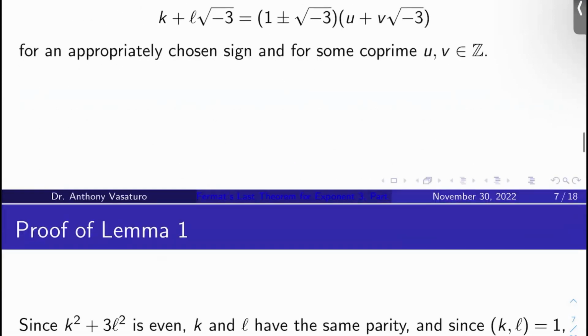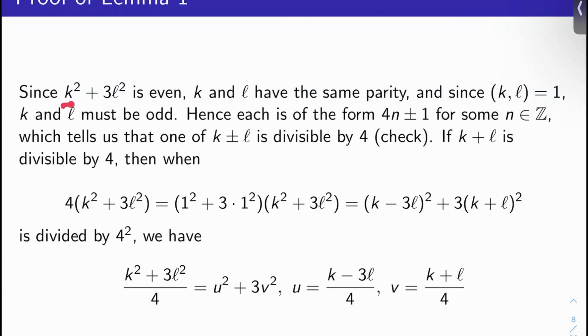Okay, let's prove this. Since k squared plus 3l squared is even, it must be true that k and l have the same parity, so check that. But k and l are coprime, so k and l have to be odd. Well, that means each of k and l must be of the form 4n plus or minus 1 for some integer n. Of course, n might be different for each of k and l, but the point is you can write k and l in this form. The upshot is at least one of k plus or minus l is divisible by 4. So check that. Okay, let's say it's k plus l that's divisible by 4.